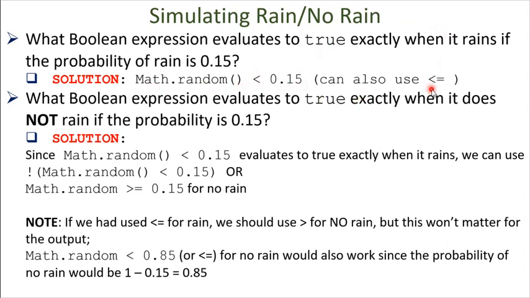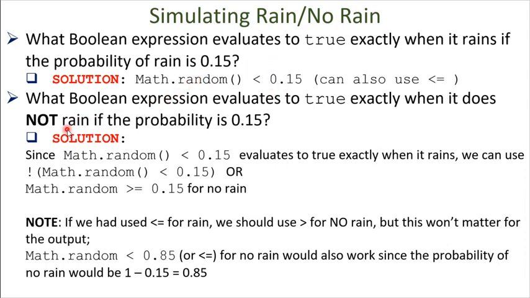I should mention that you could also use less than or equal to, because the probability of getting 0.15 exactly, as I said, theoretically would be 0. From a practical standpoint, it would just be extremely small. So it's basically impossible to get, and so it really won't affect the percentage of the time that this actually happens.